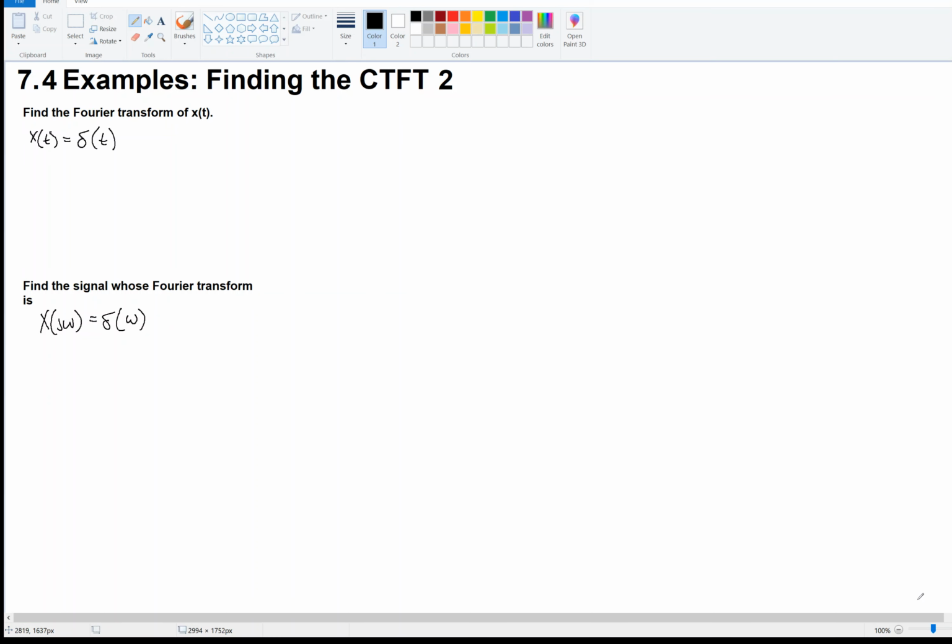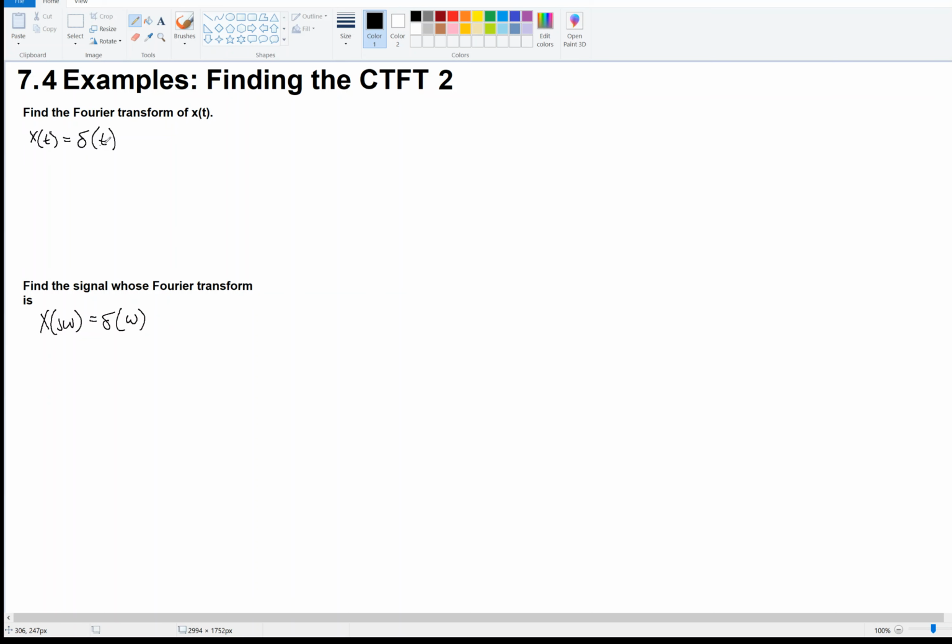Alright, welcome back. We are trying to find the continuous time Fourier transform. I've got two examples here. The first one is exactly that: find the Fourier transform of the impulse. And then the other one is a little bit different: find the signal whose Fourier transform is the impulse in frequency. So you see, in one case we have the impulse in time, in the other case we have the impulse in frequency. Let's get started.